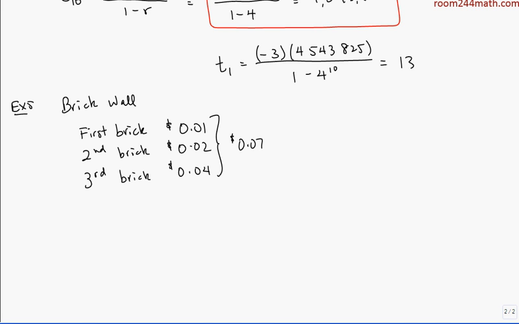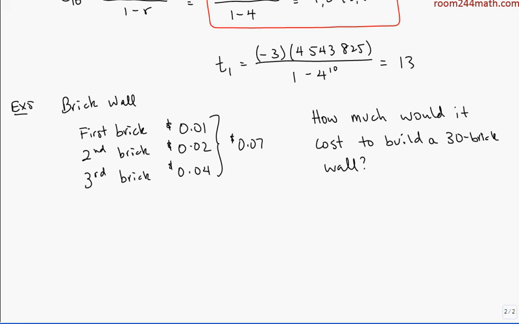So the king says, all right, I'll hire you to build a brick wall. Now, you can sort of see where this is going. Most brick walls are going to have a lot more than 30 bricks, but let's just, for argument's sake, find out how much would it cost to build a brick wall with 30 bricks. So how much would it cost to build a 30 brick wall? So what are we looking for here? We're really looking for S30.